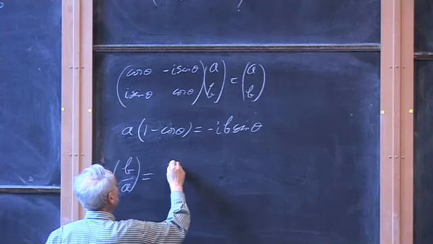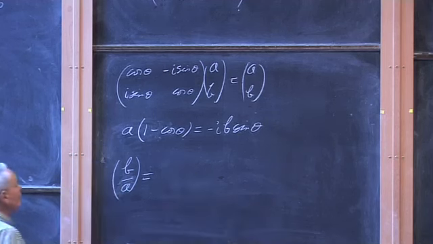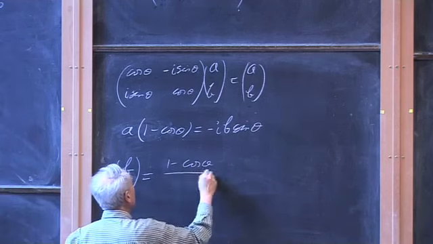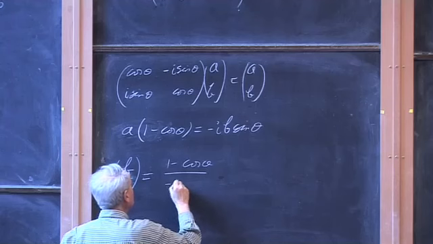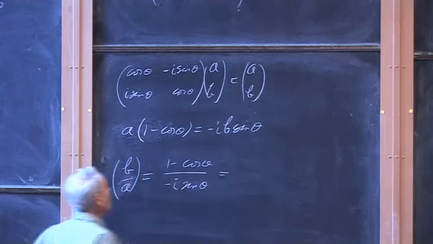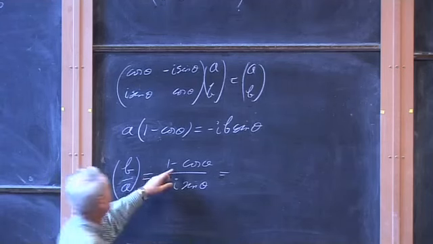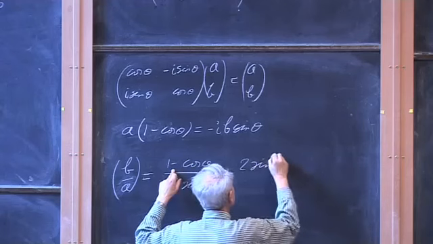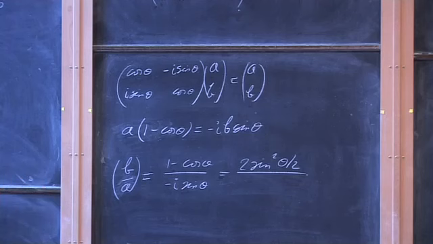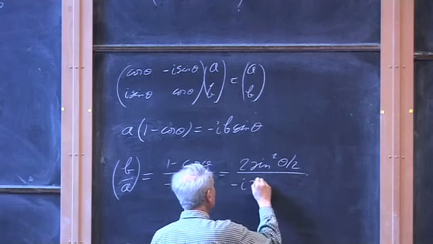so B over A is equal to 1 minus cos theta over minus I sine theta. And we can clean this up a bit if we use some half-angle formulae, because this on the top is twice the sine squared of theta over 2. Sine theta is twice sine theta upon 2 cos theta upon 2.